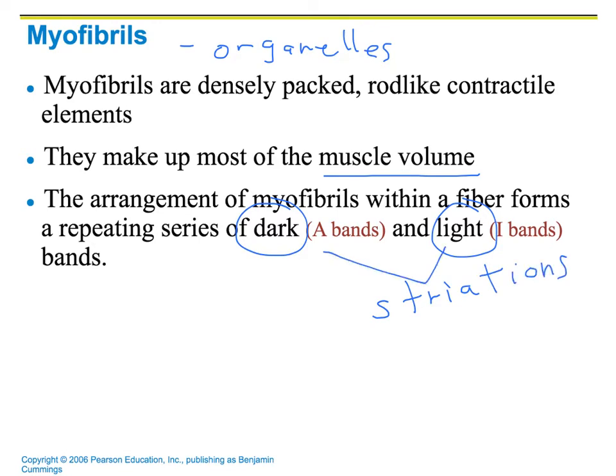The darker stripe on the muscle is called the A band. The lighter stripe on the muscle is called the I band. The A band is dominated by the thick filaments, so I like to think of A as in fat, and the I band has only the thin filaments, so I like to think of I as in thin.